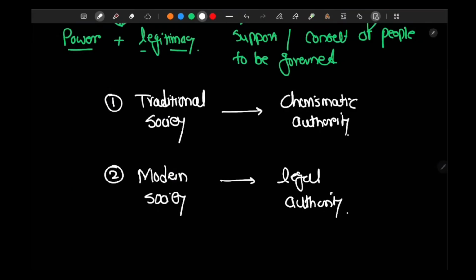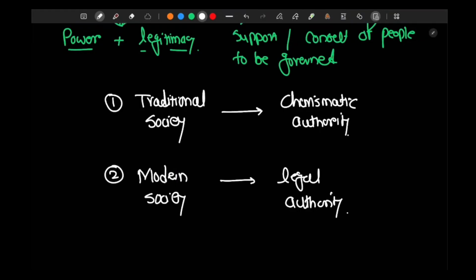Of course, I have to explain this. Traditional society. What is a traditional society? Let's assume India. India is a traditional society. There, if I have good oratory skill, I can be a good politician. I will give one example. Recent Bihar elections happened, and Bihar is a very traditional society.